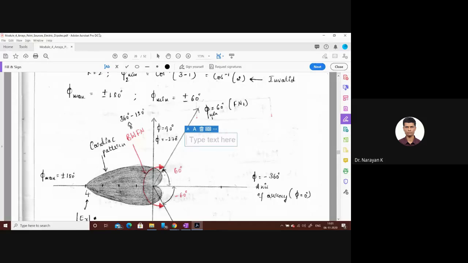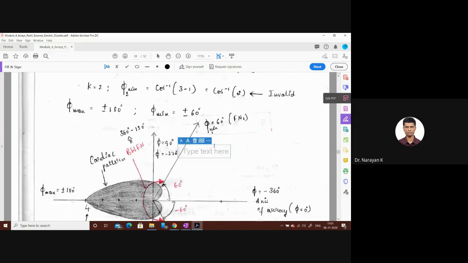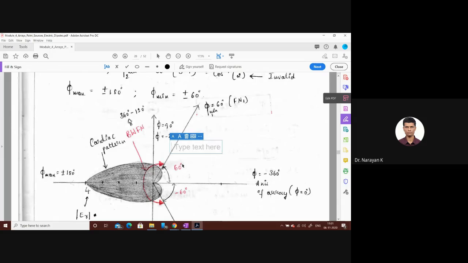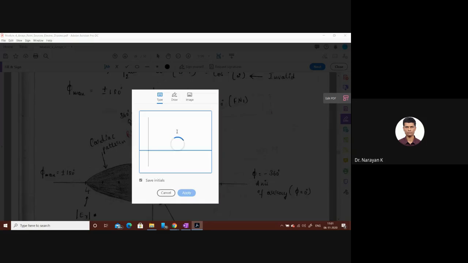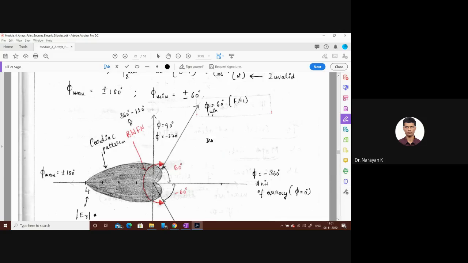I'm trying to use the pointer here, which I'm not getting. Scanned image. Okay, I'll worry about that later.